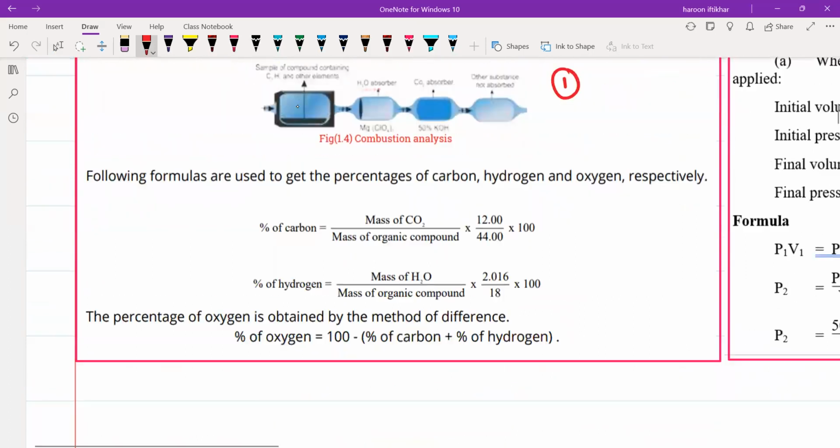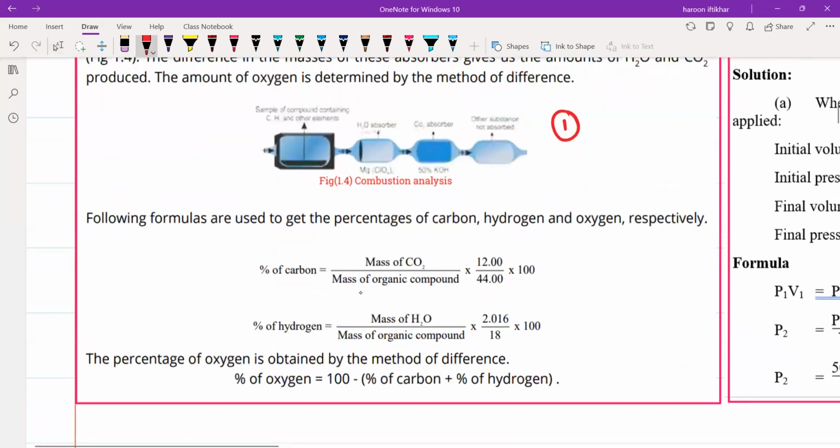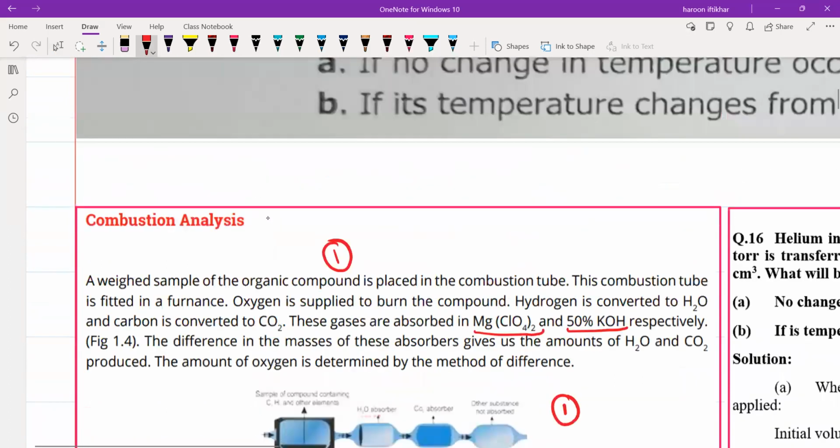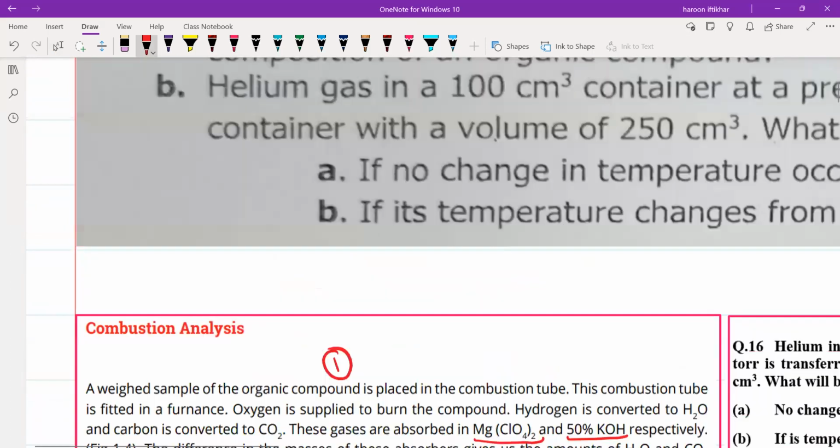And at last, we'll have to write the proper formulas. For writing the proper formulas, we will get 2 marks. These are the proper formulas for the percentage of carbon, percentage of hydrogen, and percentage of oxygen. By doing so, we'll get 4 out of 4 marks in this question.